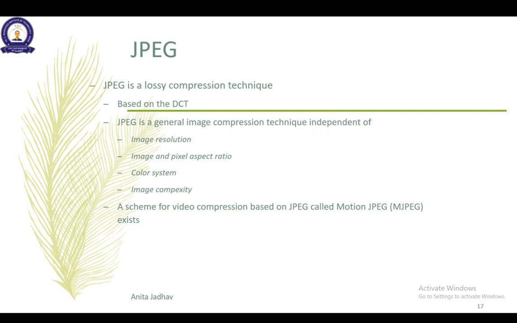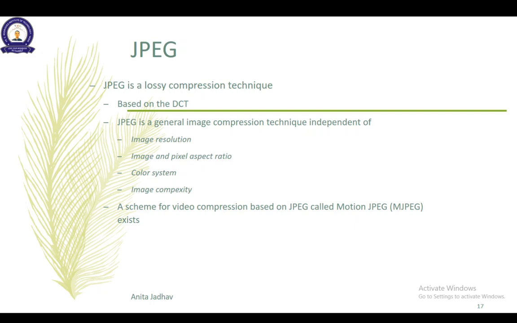It is independent of color system, and it is independent of image complexity. So whatever complex image there is, when I try to save it on the PC and select save as JPEG, my computer doesn't reply that this cannot be saved as a JPEG because it is more complex, or the colors are not known, or the aspect ratio or resolution is not proper. The software doesn't give you a reply like this. It will accept whatever input you give to the JPEG.